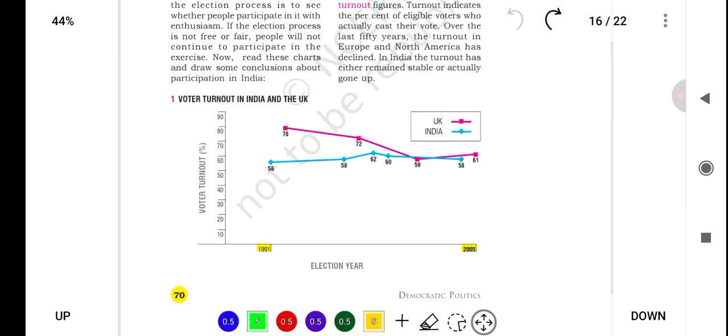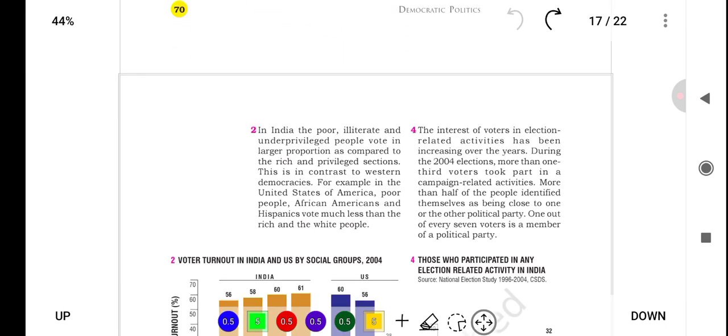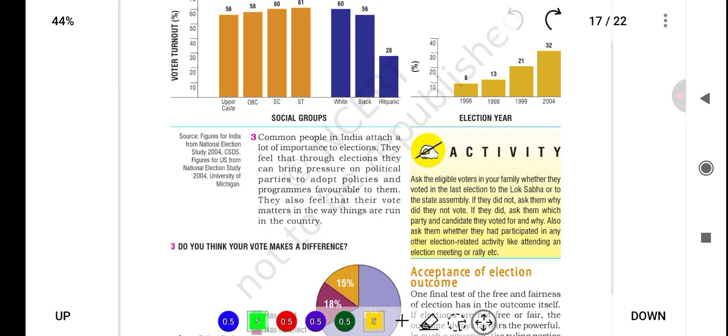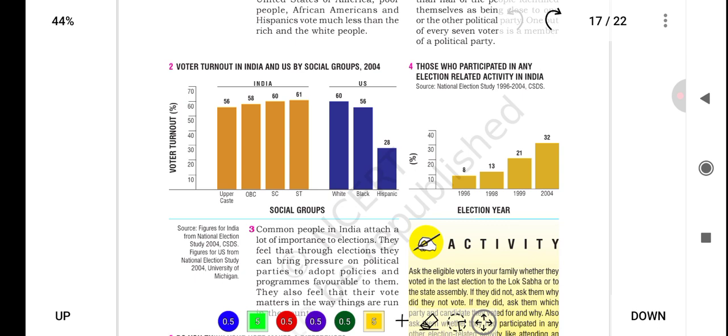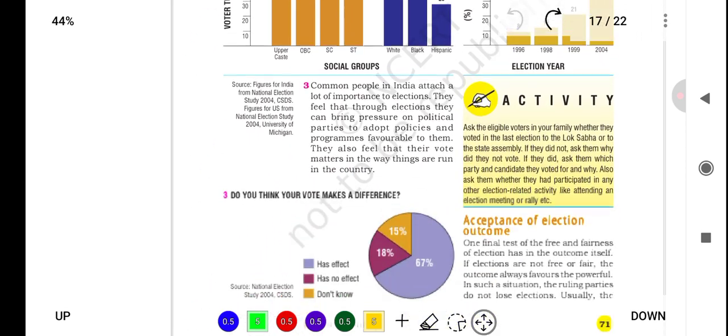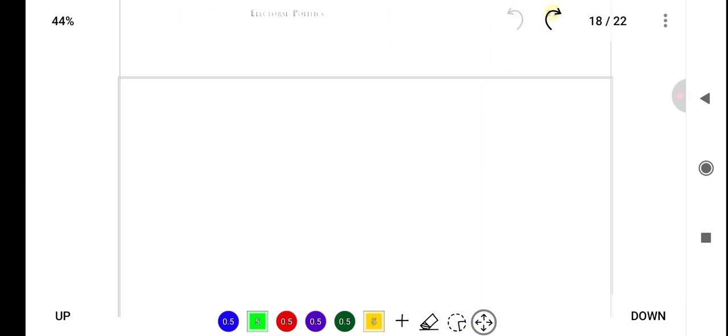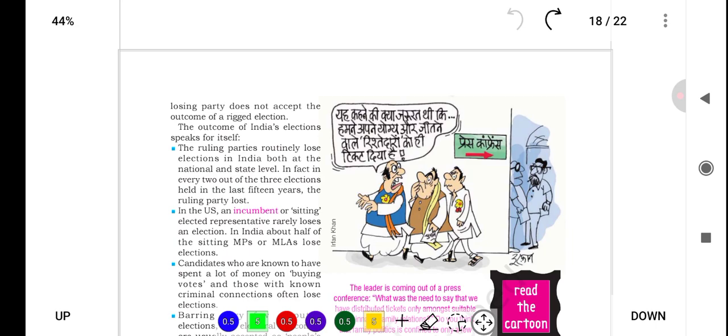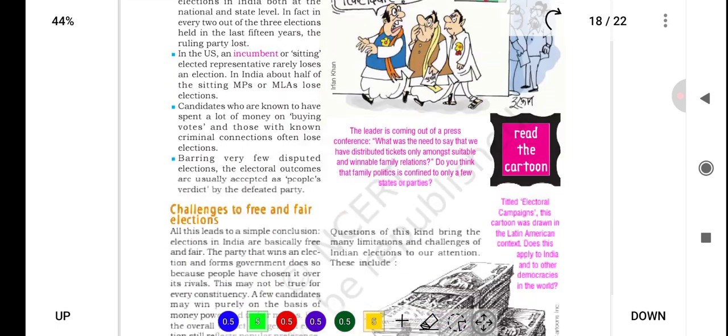Popular participation. Here is the voter turnout in India and the UK. Here another data interpretation has been given regarding the voter turnout in India and the US by social groups, those who participated in any election related activity in India. Acceptance of election outcome. Then here another cartoon. These representative pictographic diagrams help us to understand better the scenario that is going on in our country.